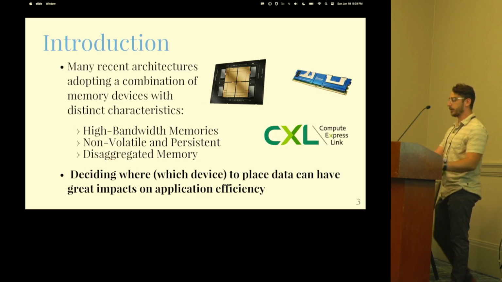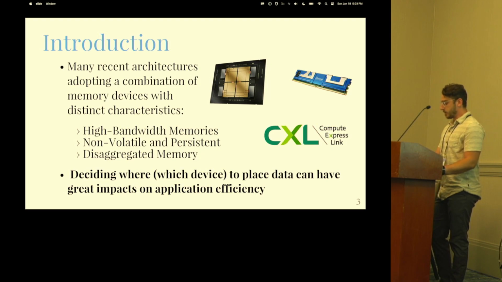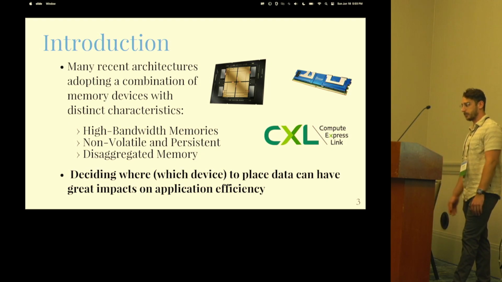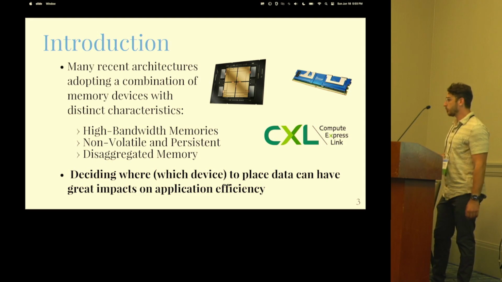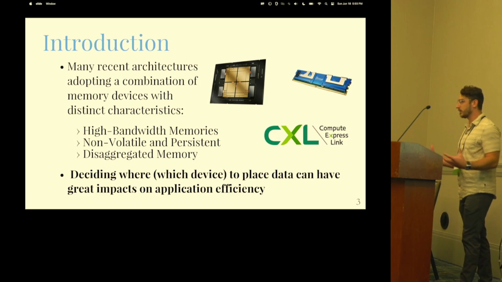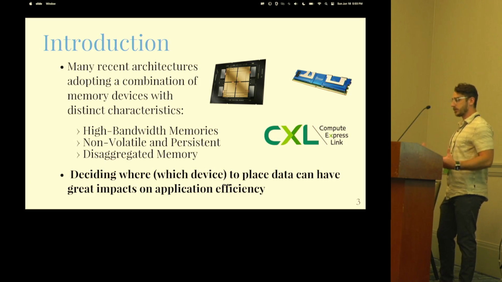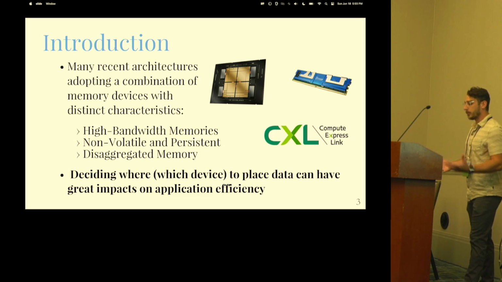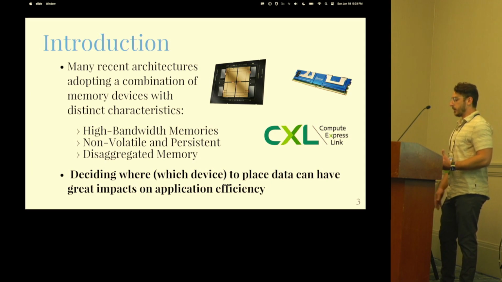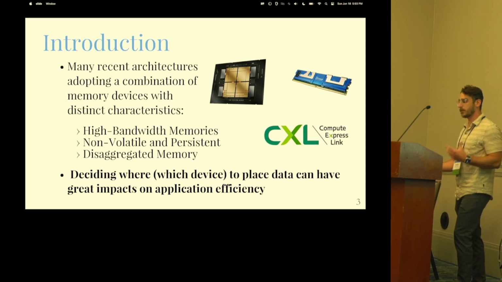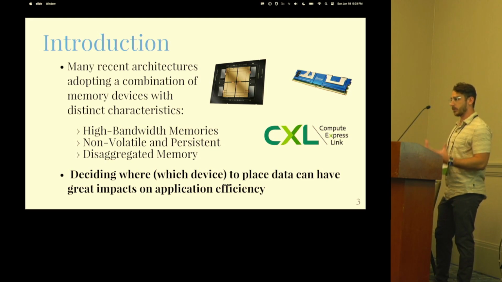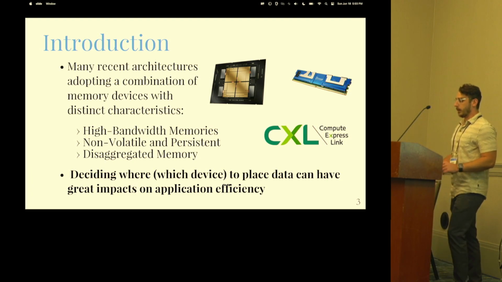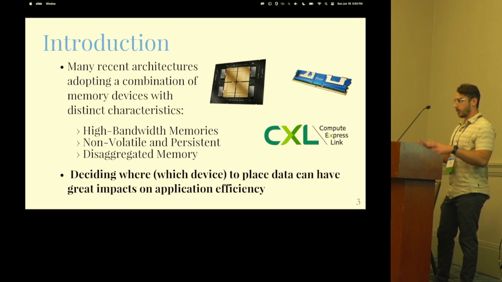So in our really excellent keynote talk, Martin mentioned some seismic shifts in the memory field. And I'd like to add one more to that, and that's the expanding variety of memory devices that we're working with these days. Recent architectures are adopting a combination of memory devices that have different characteristics and different performance features. Some examples of these are high bandwidth memories, or non-volatile and persistent memories, such as Intel's Optane DIMMs, and even something as bizarre as disaggregated memories like Compute Express Link, are being included on a single architecture, which is really interesting.